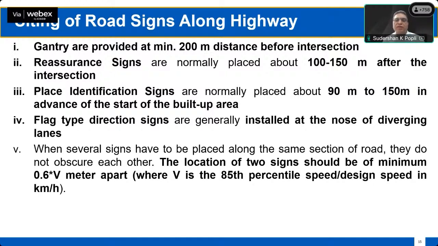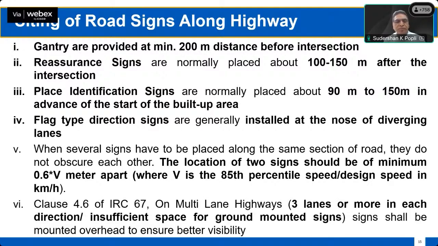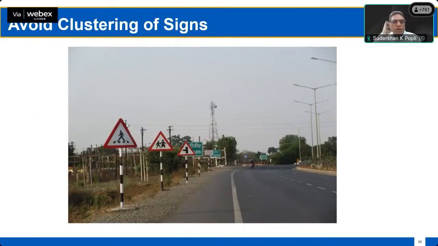Flag type direction signs are generally installed at the nose of diverging lanes. The signs should be placed 0.6 V apart, where V is the design speed, so that they can be easily visible. And one more clause: whenever there is insufficient space or lanes are 3 or more, it should invariably be gantry mounted signs only. As you see, too many signs are there, so it may not be possible for the driver to visualize and react, and there may be no action from the driver.